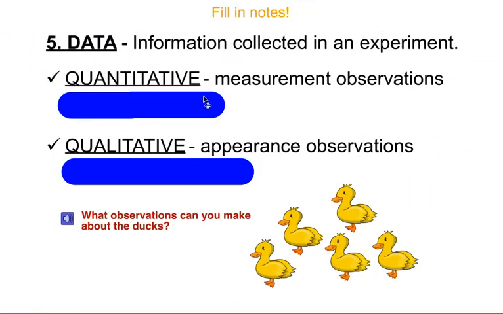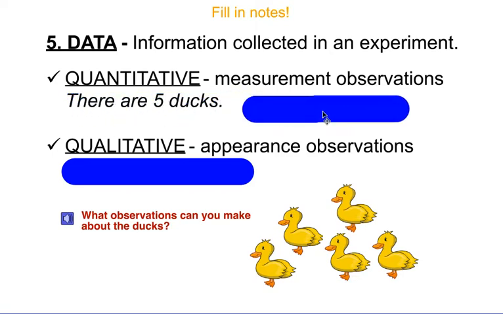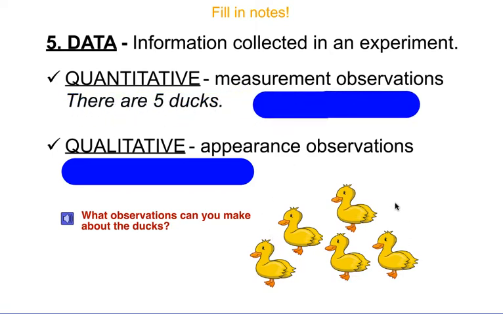Okay. Once you have conducted your experiment, you're going to collect data. Okay, so this is the information that you're going to get from your experiment. There's two different kinds of data. We have quantitative data, and these are measurement observations. So they're literally going to be 5 ducks in this picture. We can count that. 1, 2, 3, 4, 5. So that is a measurable observation.